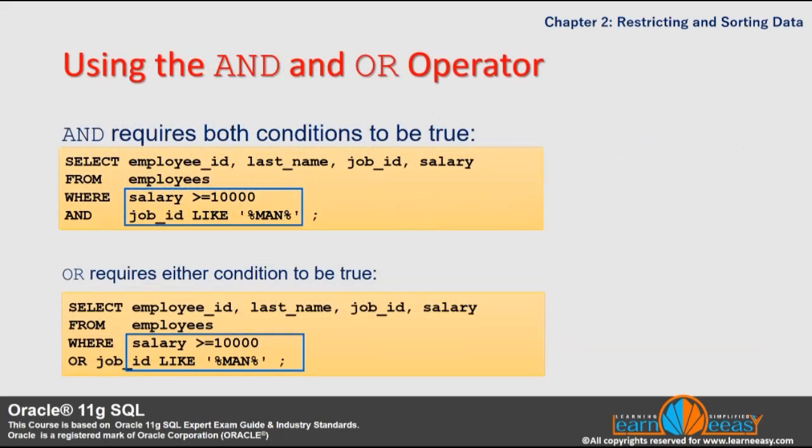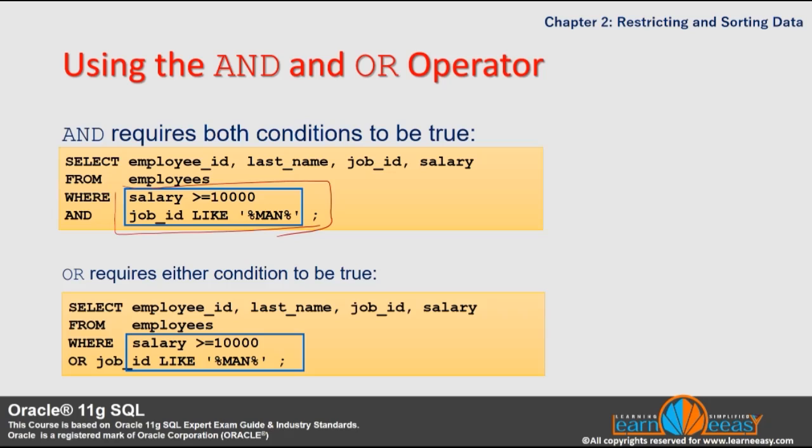Using the AND or OR operator. Here are some examples showing how to use the AND or OR operator. Example 1, AND operator. SELECT employee_id, last_name, job_id, salary FROM employees WHERE salary >= 10,000 AND job_id LIKE '%MAN%'. In this example, both conditions must be true for any record to be selected. Therefore, only employees who have a job title that contains the string MAN and earn $10,000 or more are selected.